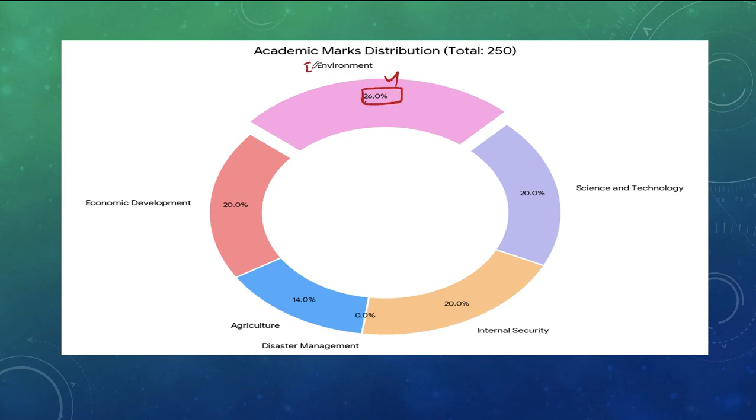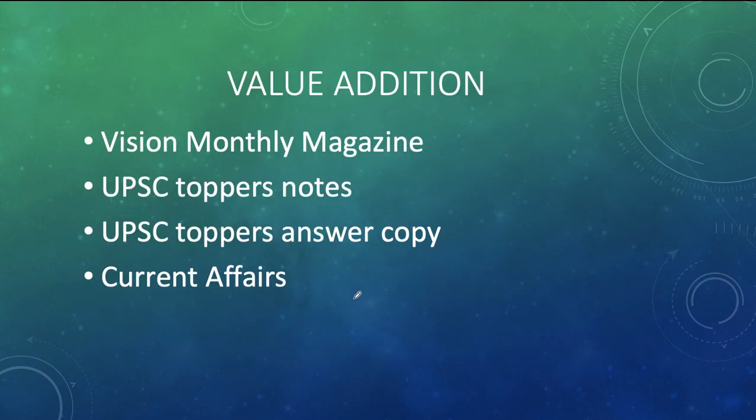This is where the maximum number of questions were asked in the 2025 mains examination. Second area being economy, that is economic development. Then if you look at science and tech, it also played an equivalent 20% weightage, and internal security also played an equivalent 20% weightage. Then you can move to agriculture, and finally you can come to disaster management. This is how you need to give priority to the syllabus weightage in GS paper 3, students.